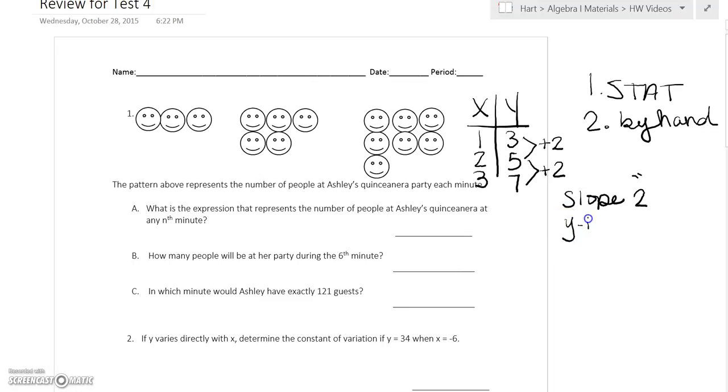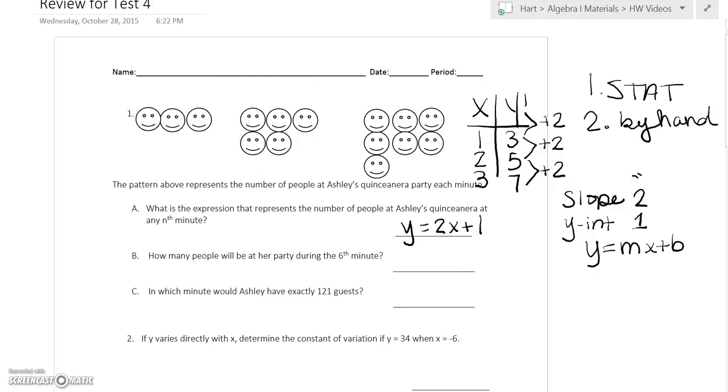And then we have to find the y-intercept. So that's when you go backwards to figure out at 0 minutes there was 1 person. Because 3 minus 2 gives you 1, so our y-intercept is 1. So that means before the party even started, 1 person was there. So then the equation, you just use y equals mx plus b. The slope is 2, so that's our m value. And the y-intercept is 1, so that's plus 1.